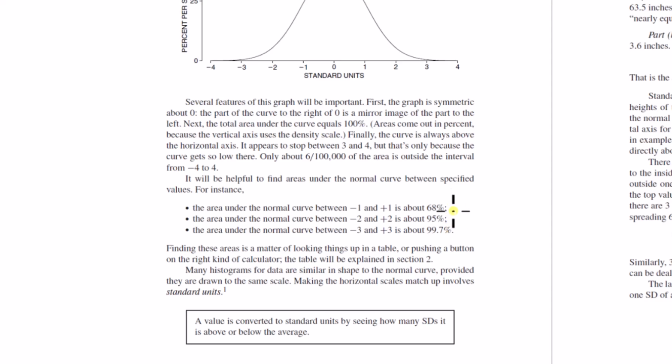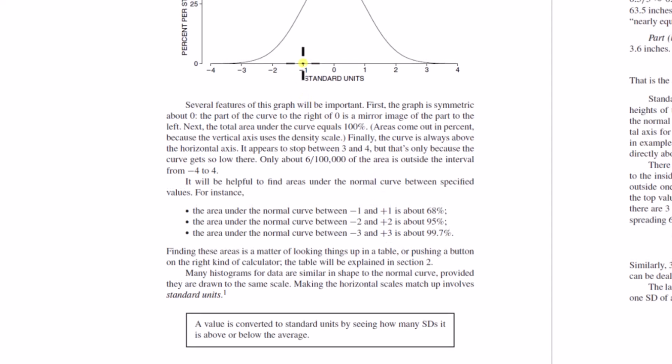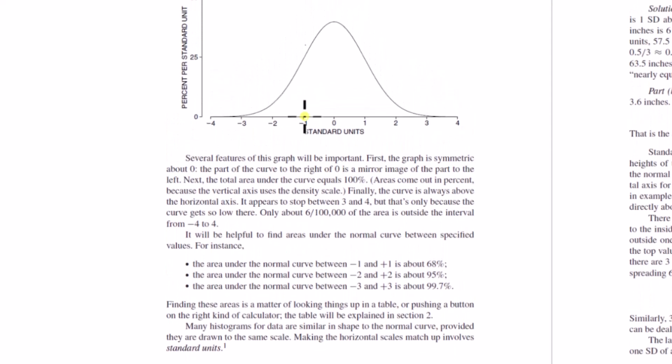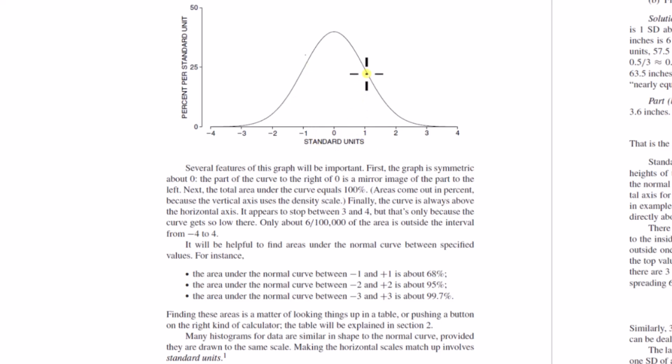Why should this look familiar? Well, we talked about how the assumptions we were making in Chapter 4, when we didn't know the histogram, was that 68% of the data points were within 1 standard deviation, above or below the average. 95% were within 2. But what they're saying here, they're not talking about anything about standard deviation. They're just saying that between -1 and 1, the area is 68%, right?